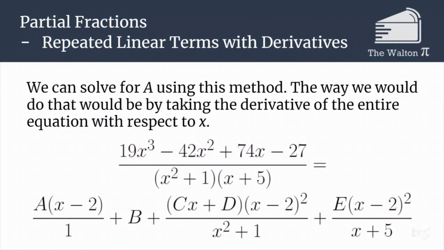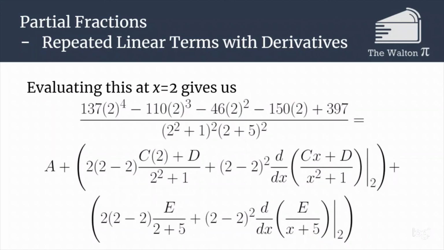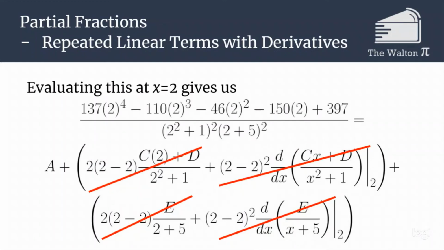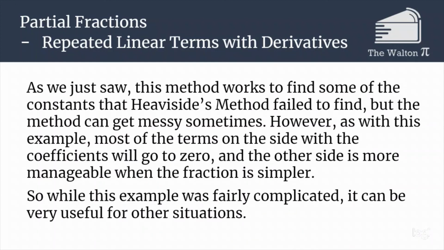The way we solve for a is we then take the derivative of the entire equation once we've gotten to this point. So taking the derivative of everything with respect to x is this pretty thing. Now the nice thing is, after we've taken one derivative, if we then plug in x equals 2, we are able to get a whole bunch of stuff that goes to 0, and we are left with this, because all of that crossed out went to 0, and then the other fraction on the other side went to 1. And so that gave us that a was 1.